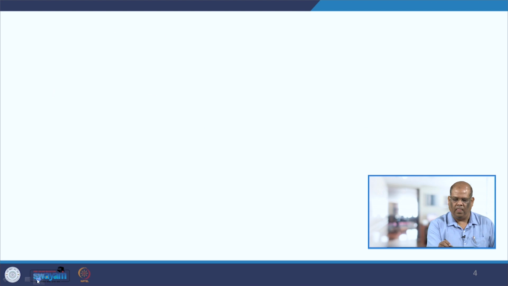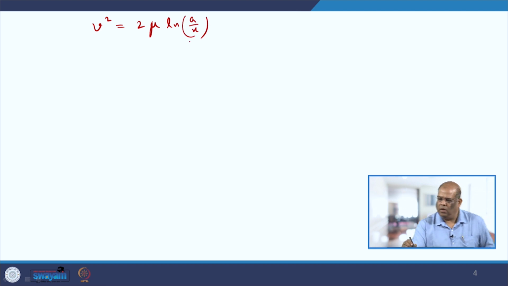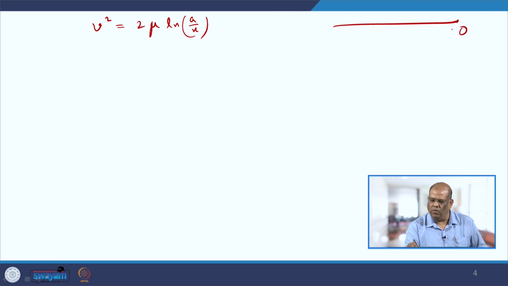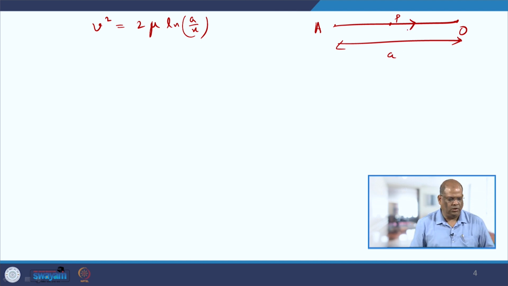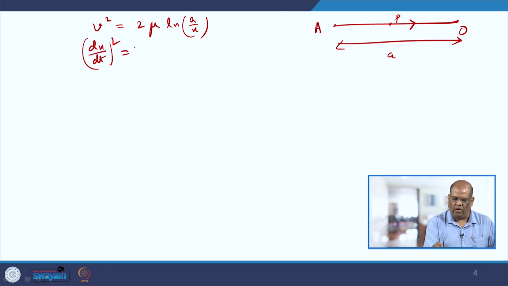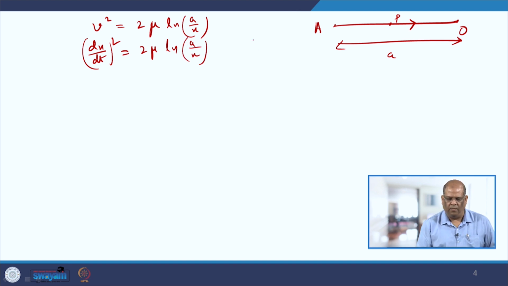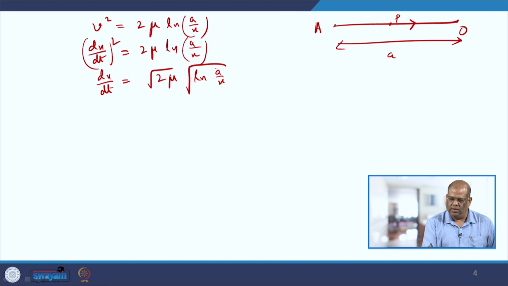So, I have v square equal to 2 mu ln a by x. Your figure was, this was your O, this is the point A, this is P, such that this distance is a and the particle is moving towards the origin. Now, when you calculate the velocity, (dx/dt) whole square is equal to 2 mu ln a by x, where ln means log to the base e, and then dx/dt is square root of 2 mu times root of ln a by x.